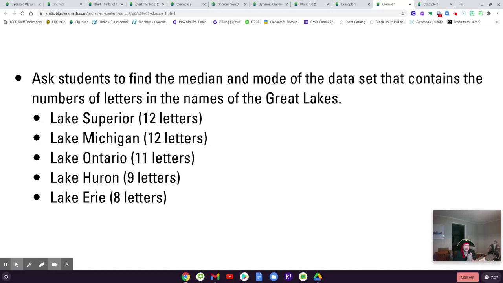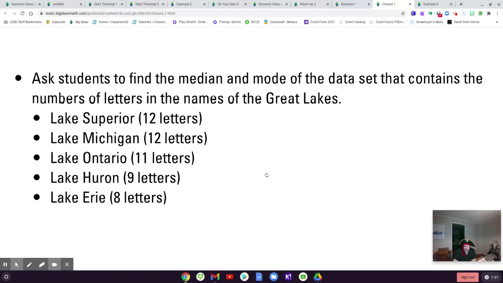So students found the median and the mode of the data set that contains the numbers of the letters of the Great Lakes. So Lake Superior has 12 letters, Michigan 12 letters, Ontario 11 letters, Lake Huron 9 letters, and Lake Erie 8 letters. What is the mode for the number of letters in the Great Lakes? It is 12, because 2 of the Great Lakes have 12 letters.